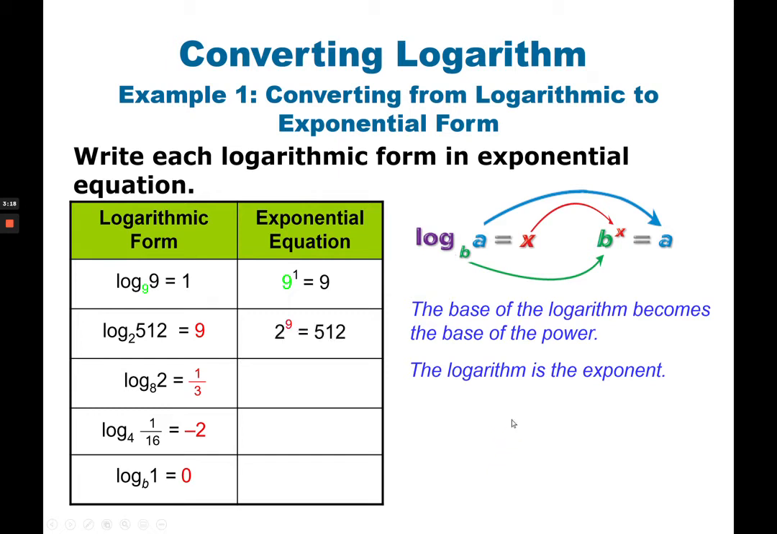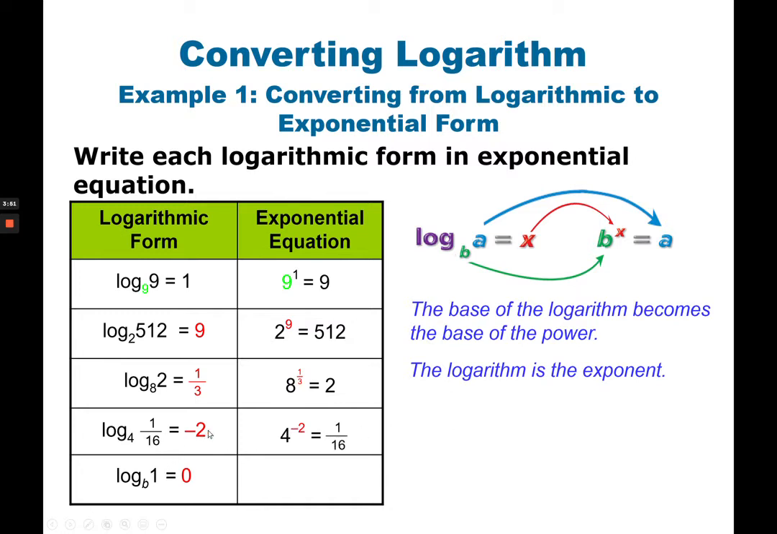Let's have another example. You have here logarithm base 2 of 512 is 9. Therefore, 2 raised to 9 is 512. Logarithm base 8 of 2 is equal to 1/3. Why did it become lower? Because 8 should have a fractional exponent to make it smaller, which is actually the cube root of 8 is 2.